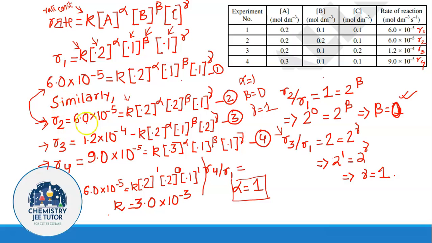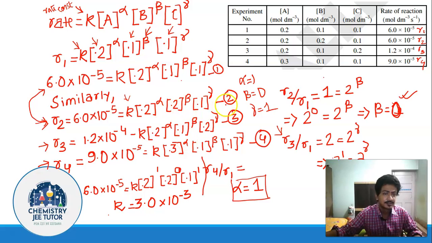So now if we take any of the expressions, suppose in this case we have taken equation 2. You can take equation 1, 3, 4, whatever you want, and plug in the values of alpha, beta and gamma along with the values of R1, R2, R3, R4, whatever is given. Since I am taking equation 2, I am plugging in the value of R2, which is given as 6.0 into 10 to the power minus 5. So once you plug this value in, you are going to obtain the value of k from this.